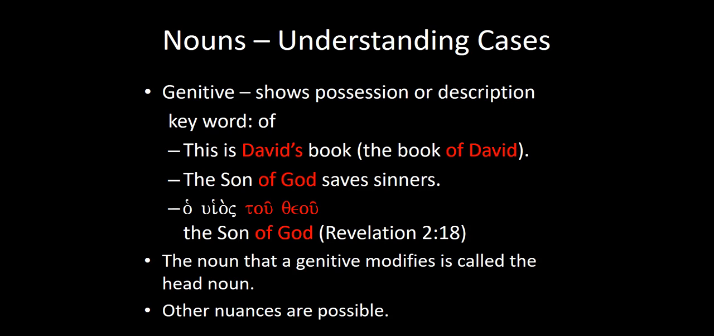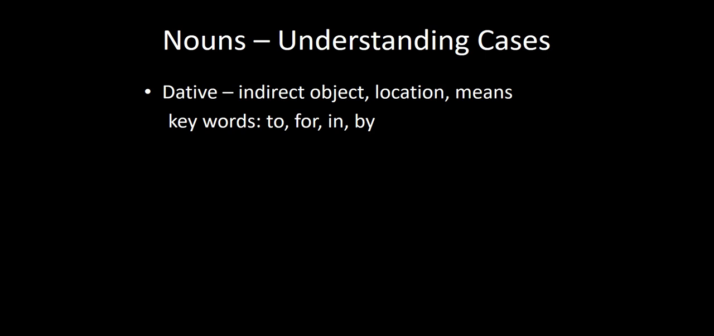So we have nominative, genitive, then dative. Dative is going to be an indirect object. It might show location, or it might show means. So here are some keywords for dative. You can try to plug all of these in when you see a dative and see which one best fits the context. To, for, in, or by.